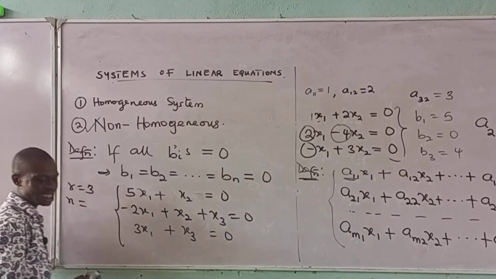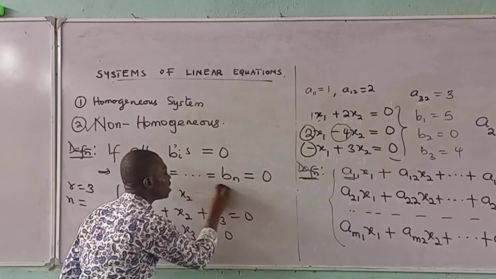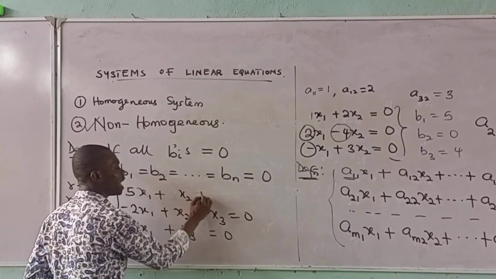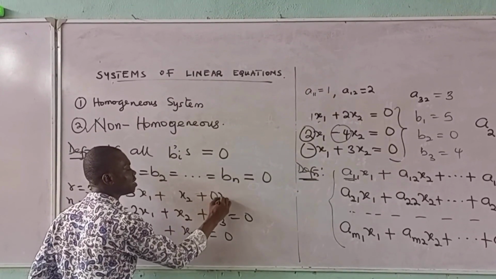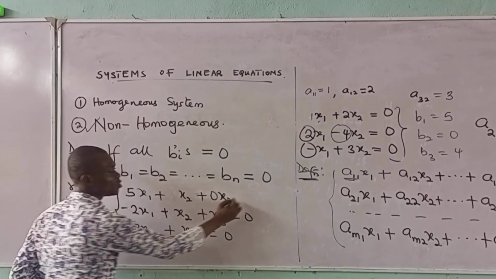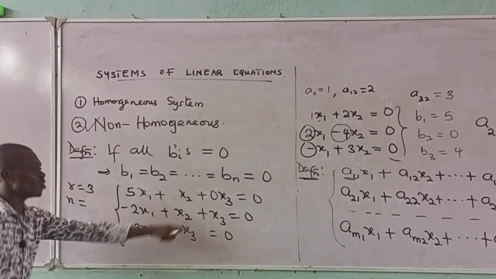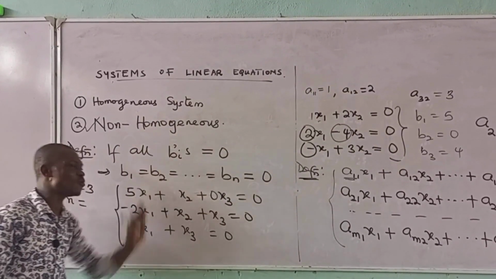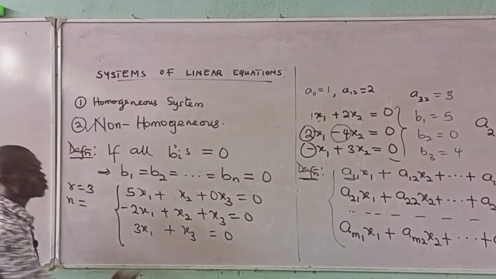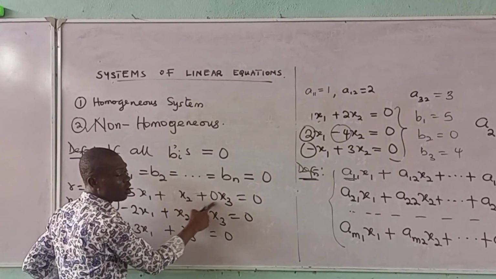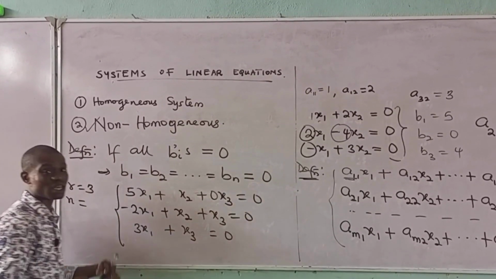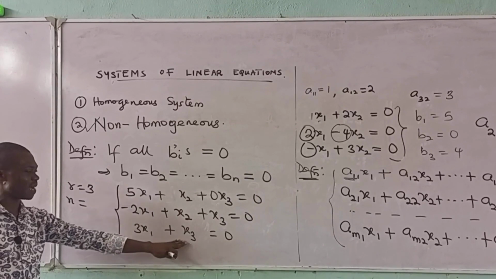The only thing is that the third variable here was probably multiplied by 0. So we can write something like 0x3 equal to 0. Of course, anything multiplied by 0 will also disappear. So it means that the coefficient of this x3 here is 0. And the same thing is applicable here.